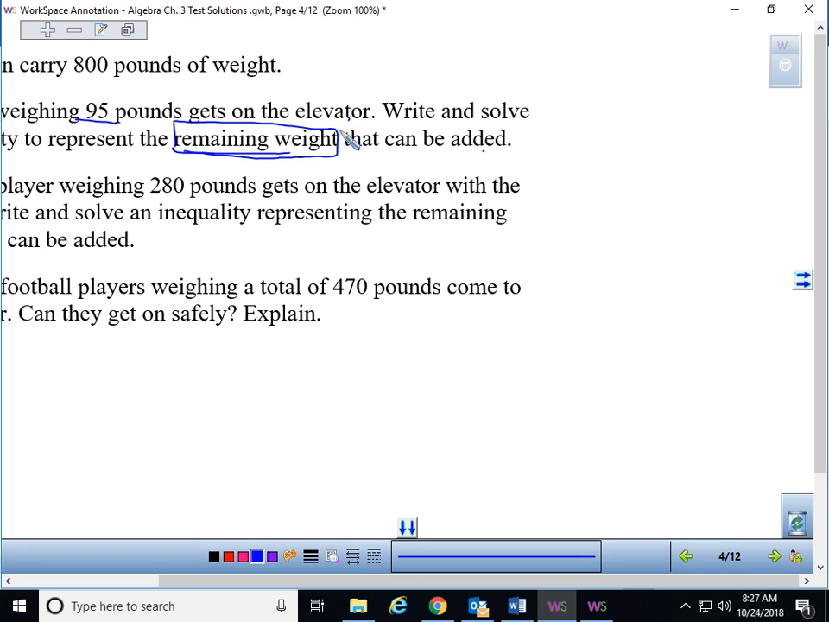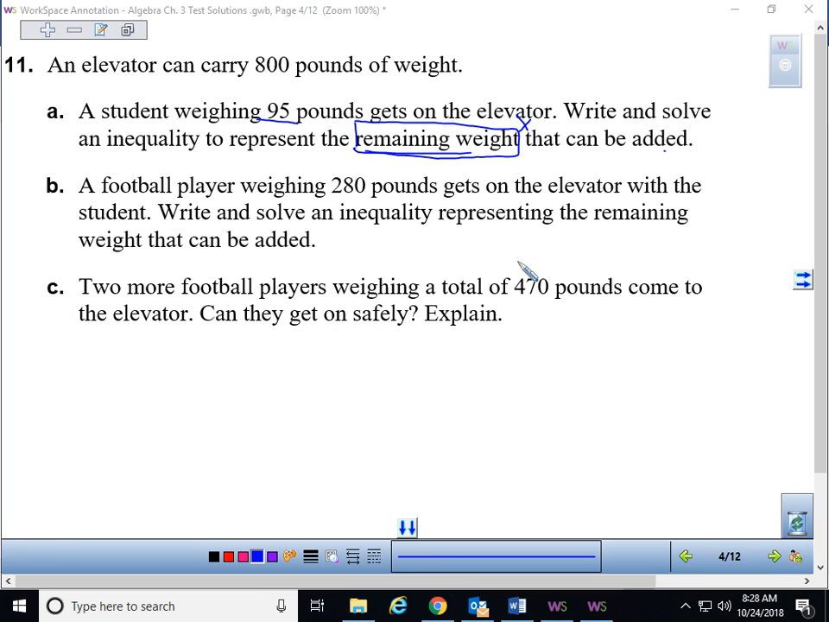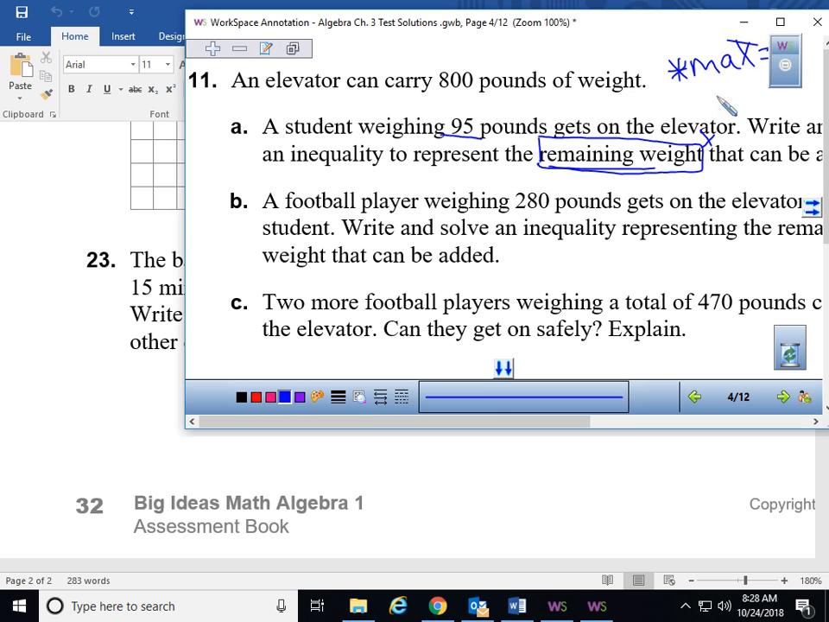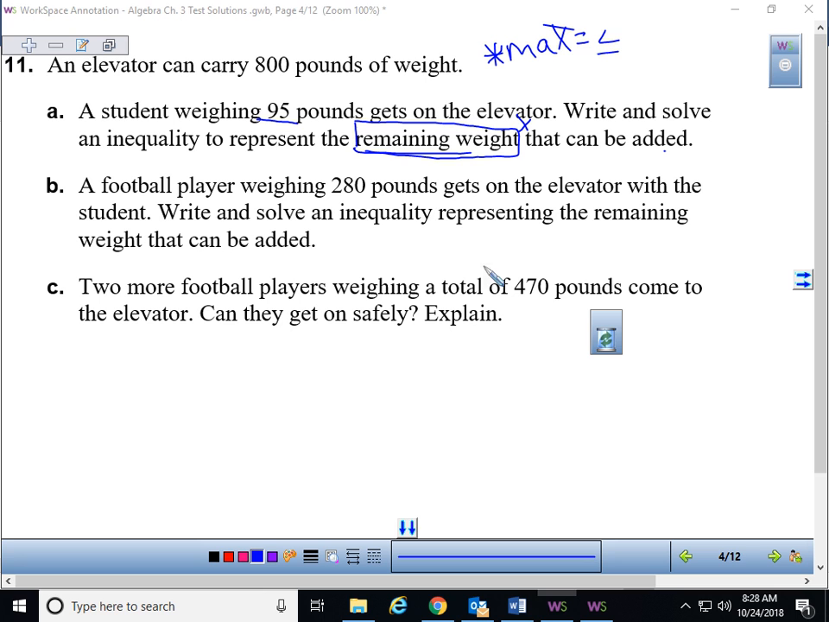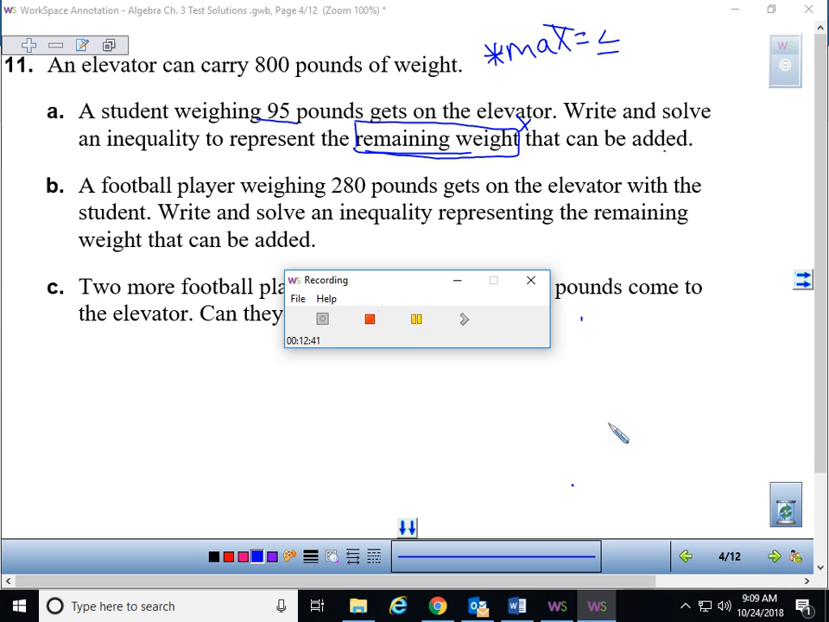So the remaining weight, I'm going to represent it with x. On elevators, if it's giving you this weight limit, this is actually the max. The maximum amount of weight I can put onto my elevator is 800 pounds. So there's a secret max in here. We didn't actually write the word, but max represents less than or equal to. Okay, so let's start writing our inequality for this first problem.